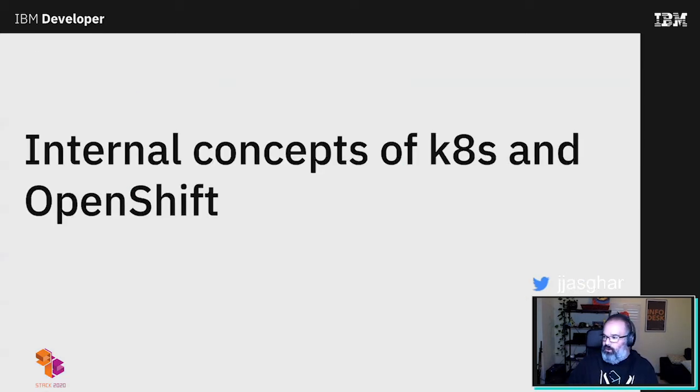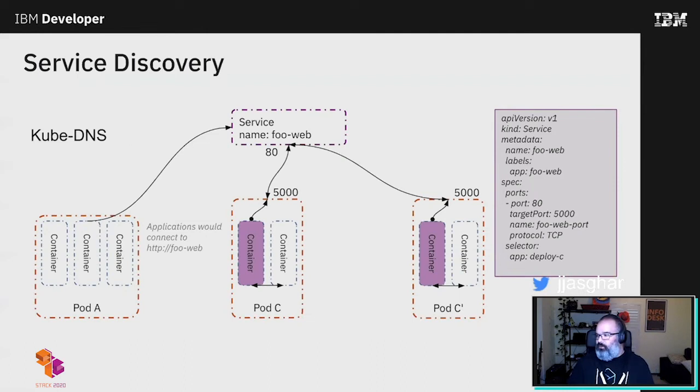So let's talk about some internal concepts and terminology inside of Kubernetes and OpenShift. Because we're all engineers and we all like the internet, of course, there's a way to do DNS inside of Kubernetes. That was supposed to be a joke. That's how intercommunication between pods works.